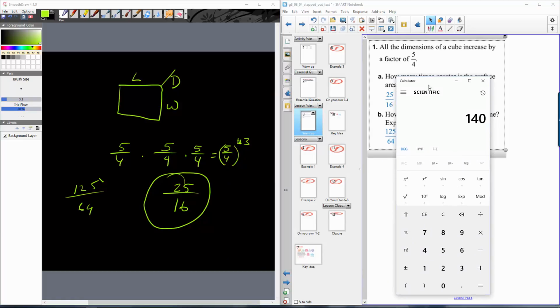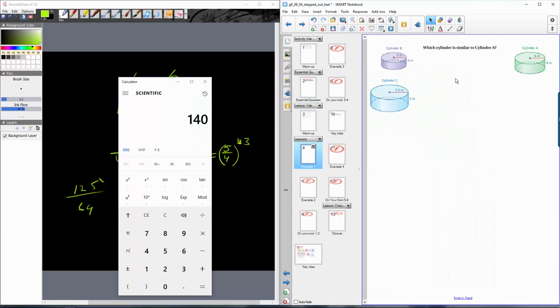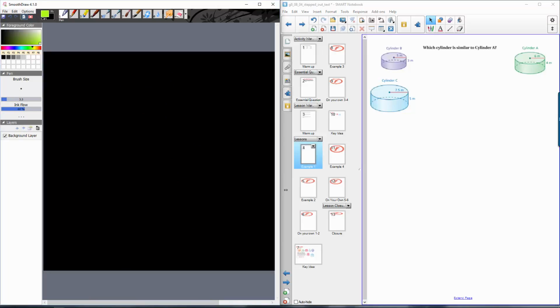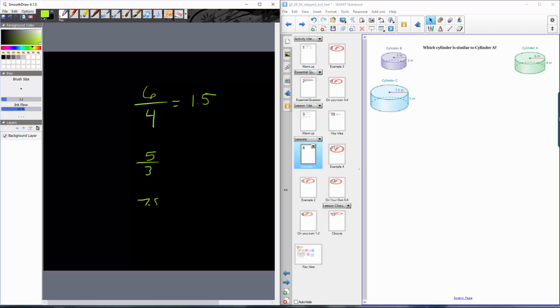Let's try a couple examples so we can actually see how this works. So if I look at this one here, it says which cylinder is similar to cylinder A. So this one here, we're going to look at it for a second, and I'm just going to go through, and I'm going to say, so I have 6/4. 6 is the radius, 4 is the height, and 6 divided by 4 is 1.5, right? And I can look over here and do 5/3, and I can do 7.5/5. And we'll just quickly divide these. Again, I just took the radius divided by the height.